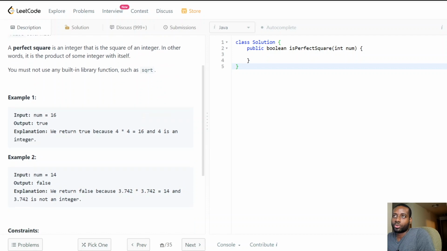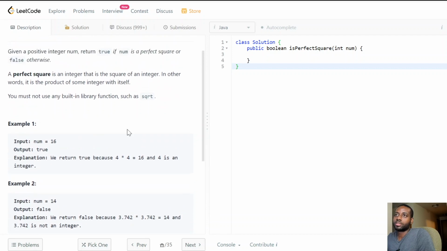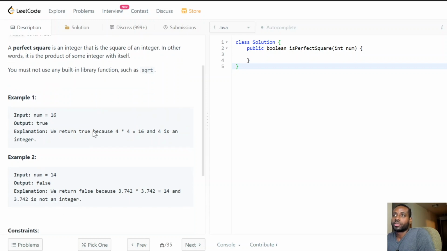Very interesting. They're telling us that they're going to be giving us a number, and we need to find out if it's a perfect square or not. So how can we do that? It's going to be interesting. For a perfect square, if we can find an integer that when you multiply it with itself equals the number that's given to us, then we can say that number is a perfect square. If there exists a number that's an integer.